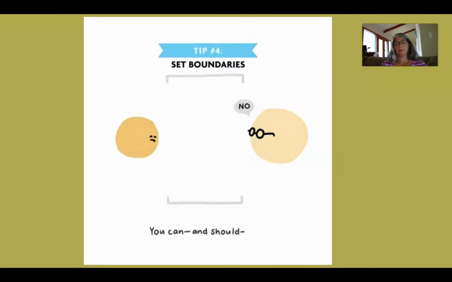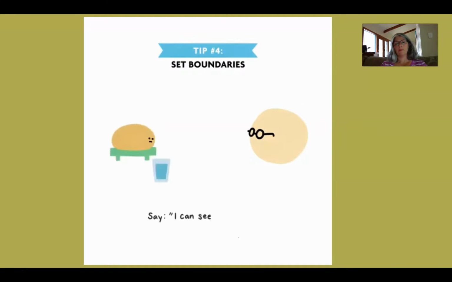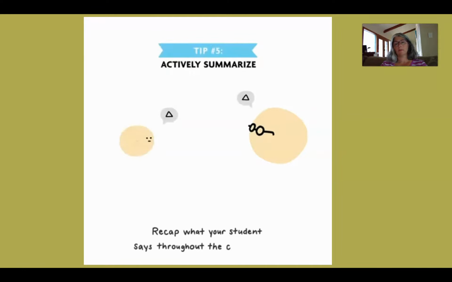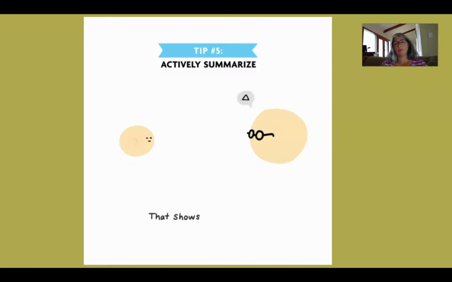You can and should set boundaries and future expectations. Say, for example, I can see that you're upset, but it's not okay to yell at me or throw things. Recap what your student says throughout the conversation and check to see if you understood them correctly. That shows you're listening and confirms that you're both on the same page.